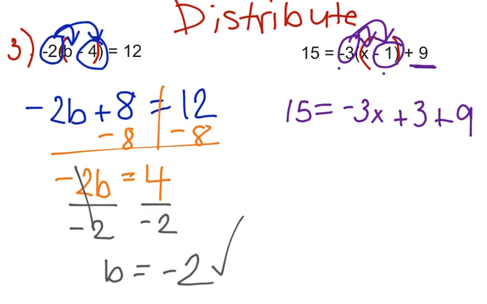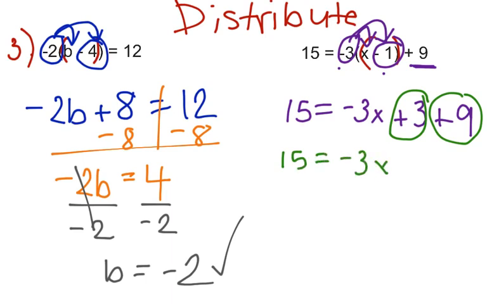We actually have like terms here. Positive 3 and positive 9, they're both numbers. They are considered like terms. So we're going to now do step 2, which is combine our like terms. I'm going to rewrite everything else. So 15 equals negative 3x, and then positive 3 plus 9 is positive 12, so plus 12. We're down now to just the two-step equation.